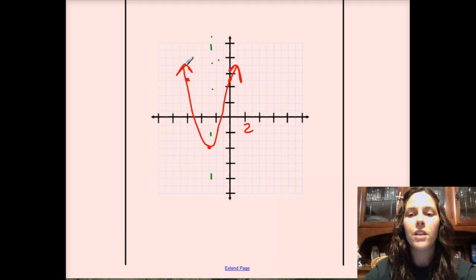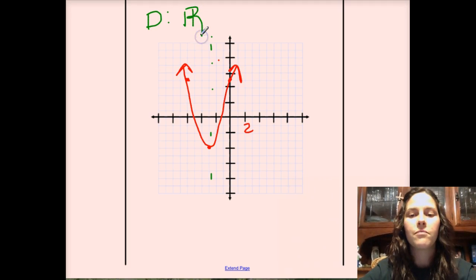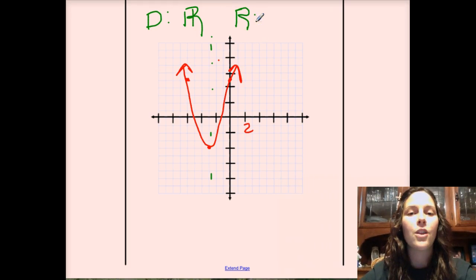Next, we'll find the domain and range. Because it's a parabola or a quadratic function, the domain will be all real numbers. All quadratic functions have a domain of all real numbers. Our range, remember, is based on the y value of our vertex. Because our graph is opening up, our range will be greater than or equal to, and the y-coordinate of our vertex is negative 4.